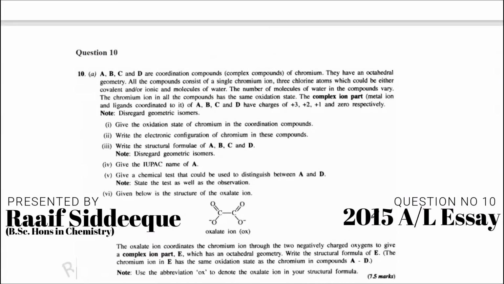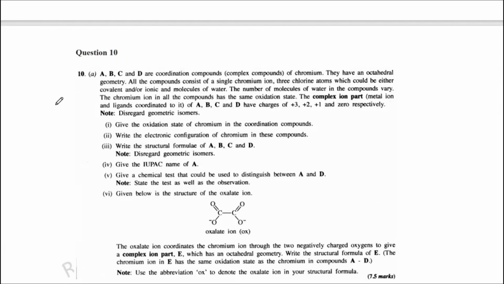So we will move on to question number 10. This is another place where we see the isomeric structures of inorganic compounds have been asked. Normally we discuss isomers in organic chemistry, but we don't teach them in the inorganic chemistry part. But it is very essential to understand that even inorganic compounds can show isomerism.